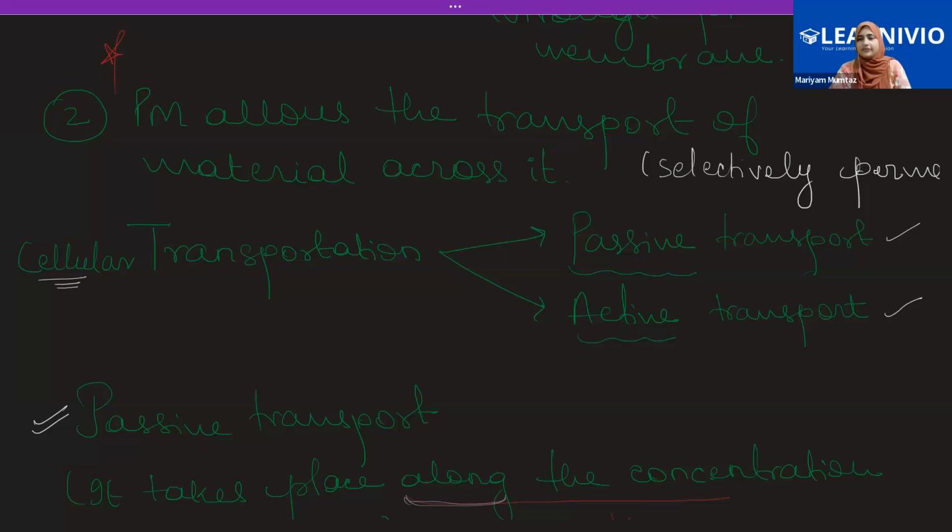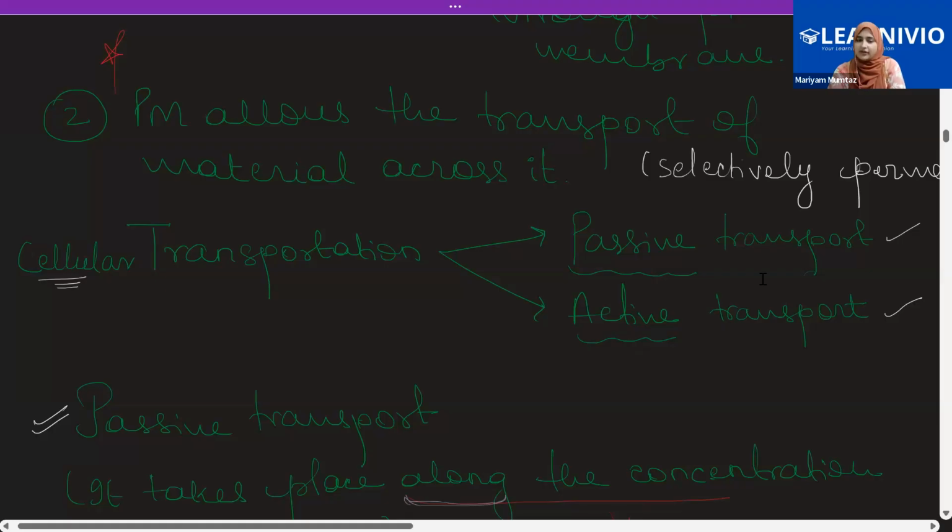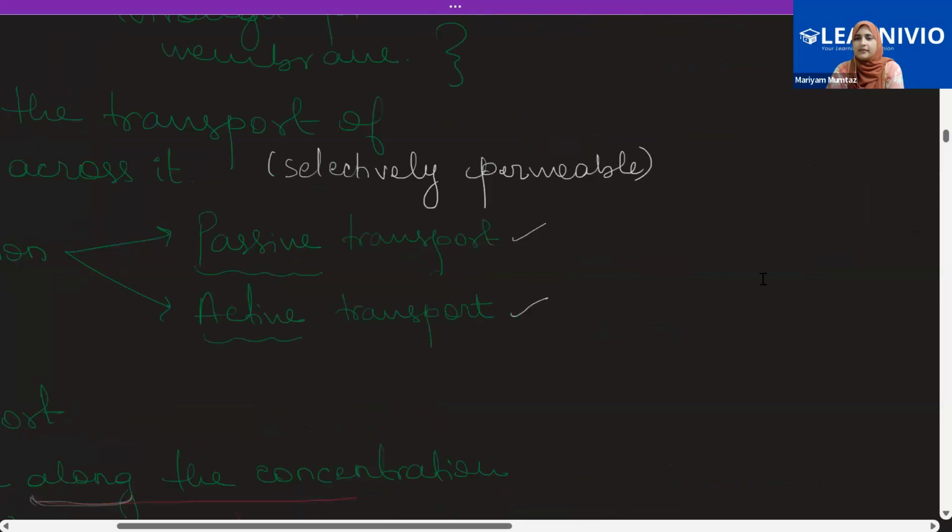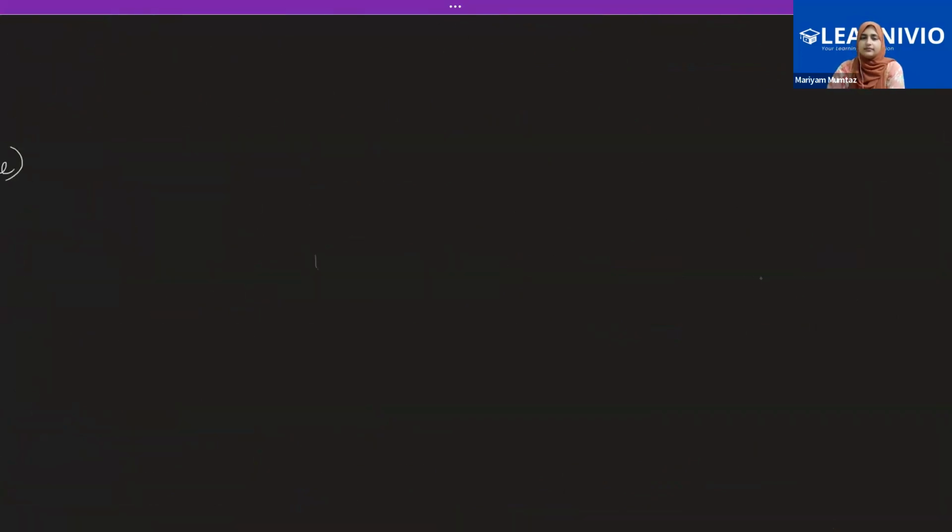And what do we mean when we say high to low or low to high or anything of that sort? See, passive transport is that kind of transport which will not require any kind of energy. Imagine two scenarios.